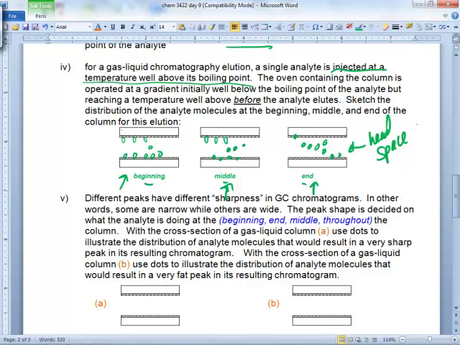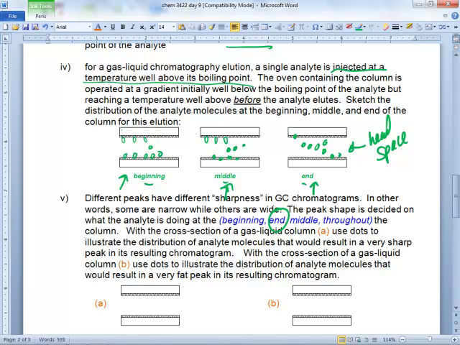Different peaks have different sharpness in GC chromatograms. In other words, some are narrow while others are wide. The peak shape is decided on what the analyte is doing at the end of the column. It's an important point to remember, at the end of the column. Because that's where your detector is, right? Right at the very end.